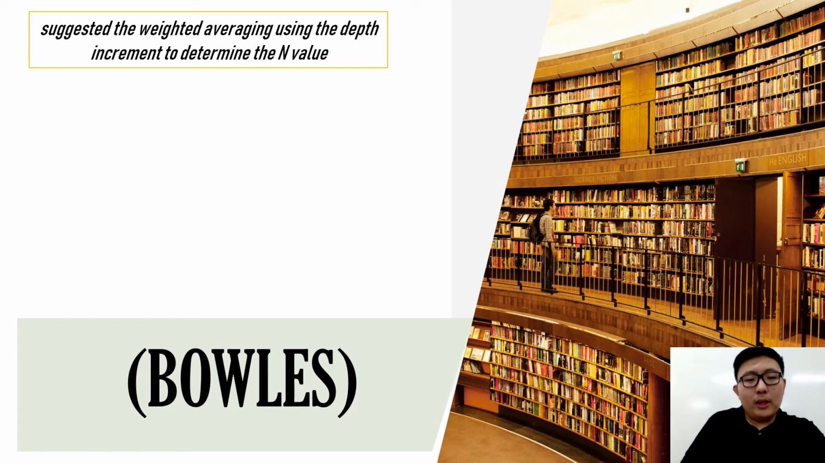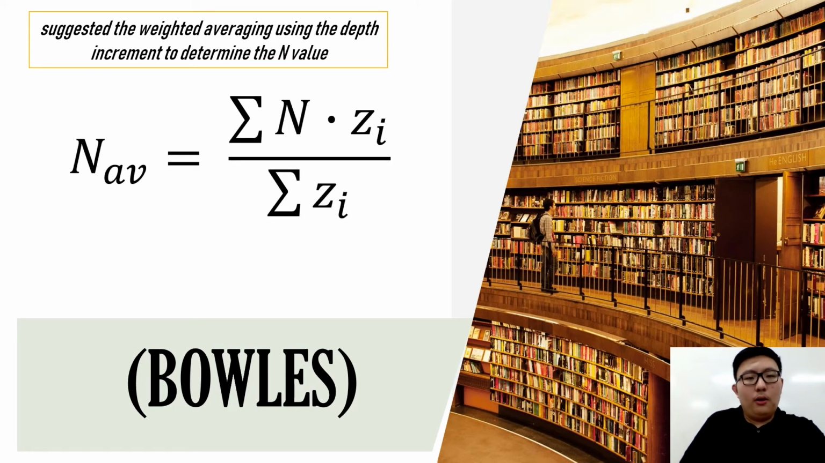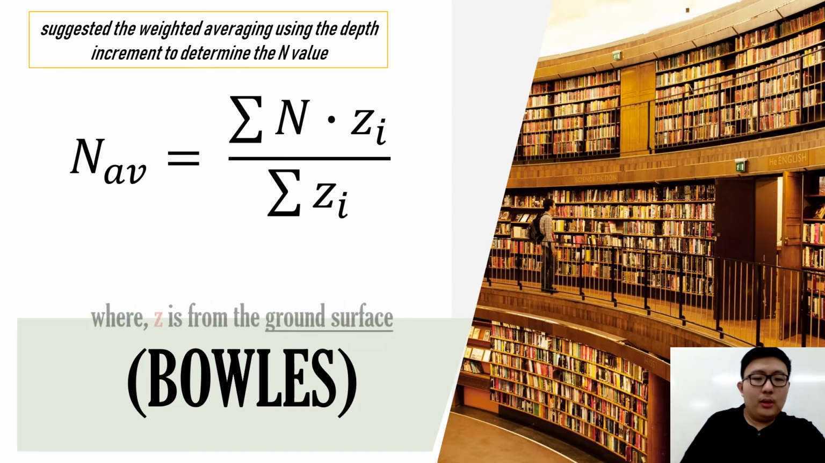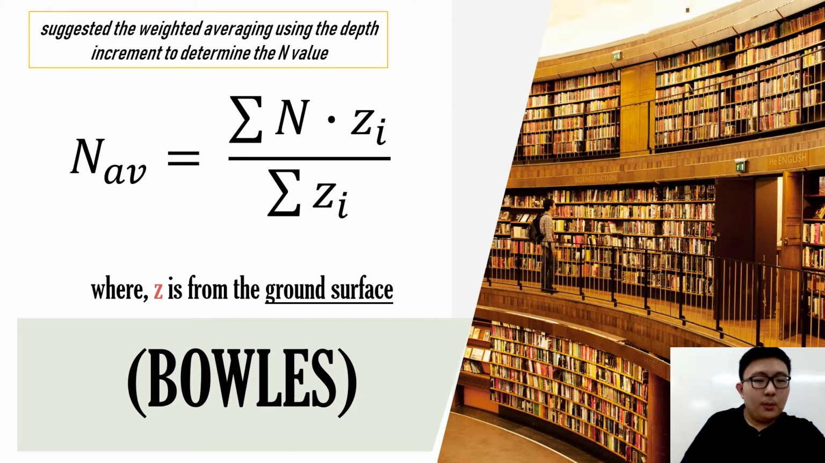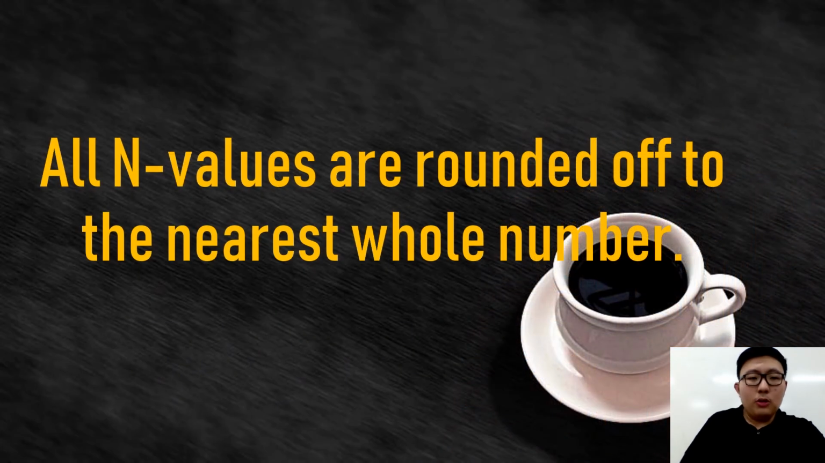Bowles also suggested the formula of weighted averaging using the depth increment to determine the N value for footings. So the N average is equal to the summation of the product of N multiplied by the depth for that layer, which is zi, all over the summation of zi, which is again the depth, where z is from the ground surface. All N values are rounded off to the nearest whole number, so no N values will have a decimal place.